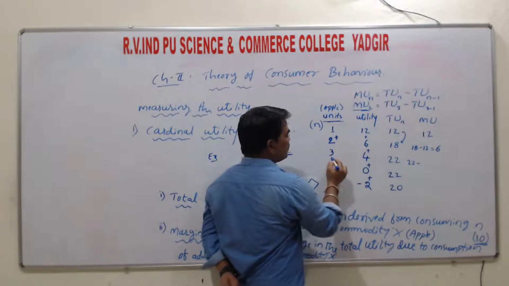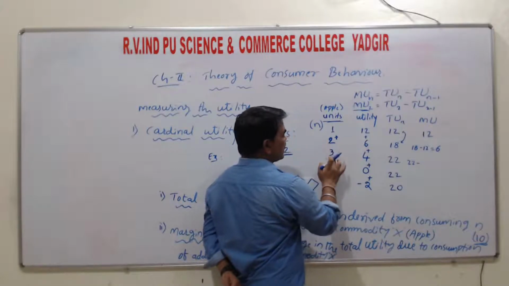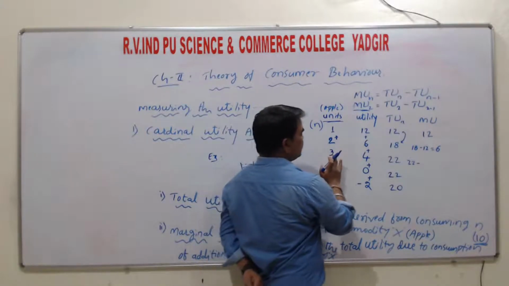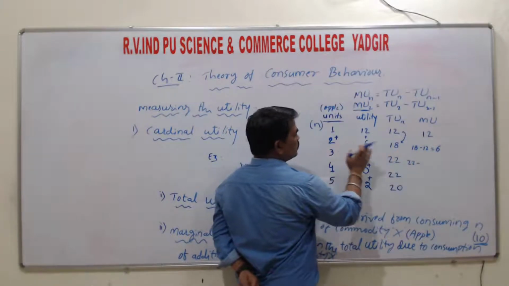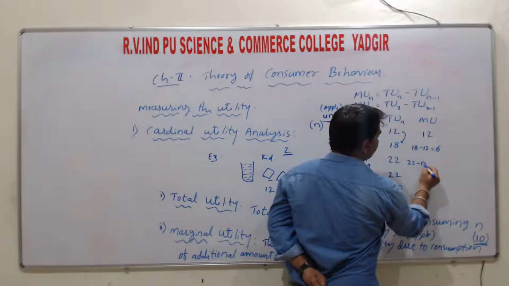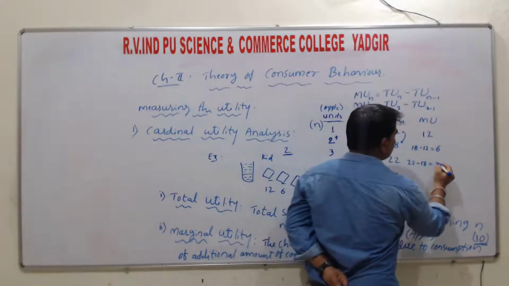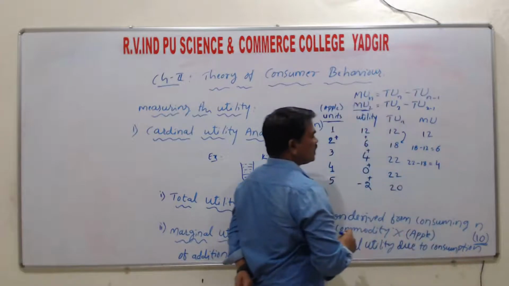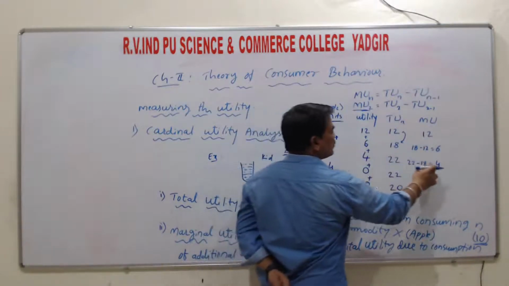If we are considering the third apple, the previous apple is the second apple, right? So MU3 is 22 minus TU2, that is 18. So 22 minus 18 is 4. Correct? So the marginal utility at the third apple is 4.